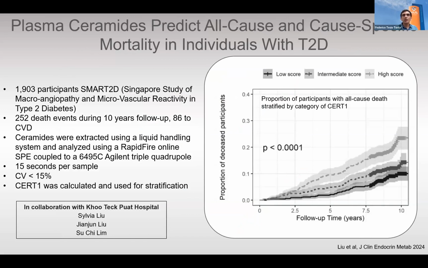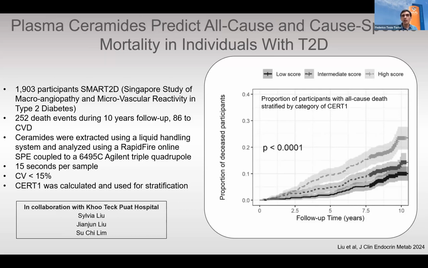Now, how do we use this approach in real studies? We did this in a type 2 diabetes study. Cardiovascular disease is the leading cause of death in patients with diabetes. But at least to our knowledge, the use of the CERT1 score, the one I described before, for prediction of mortality has not been systematically assessed in patients with type 2 diabetes.